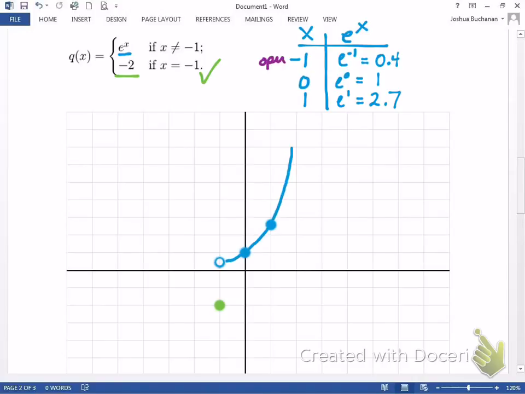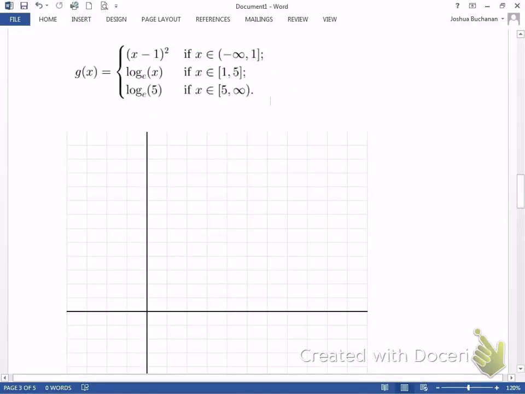And then we can graph this piecewise function. This function has now been graphed. And then here we have our last piecewise function we're going to look at. We have x minus 1 quantity squared, log base e of x, and log base e of 5.